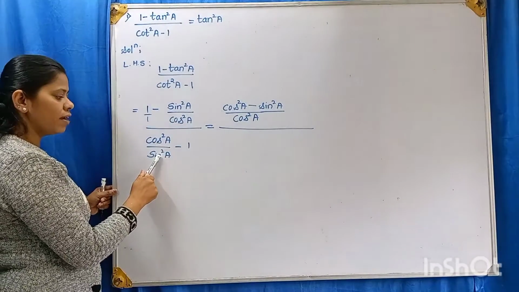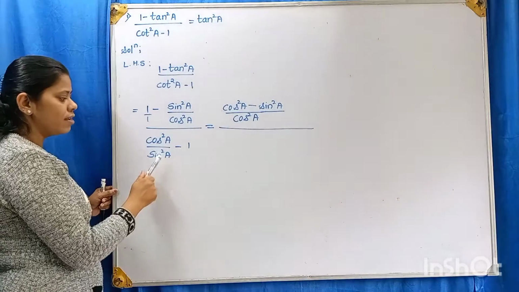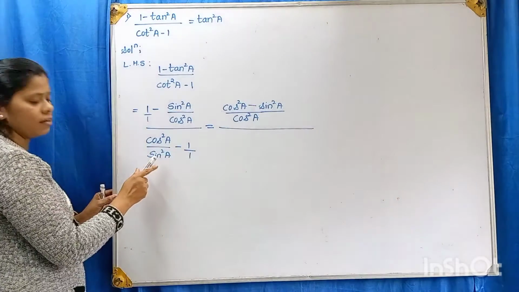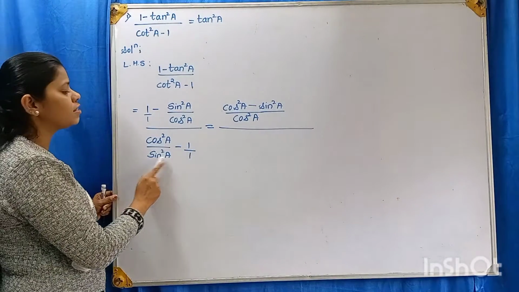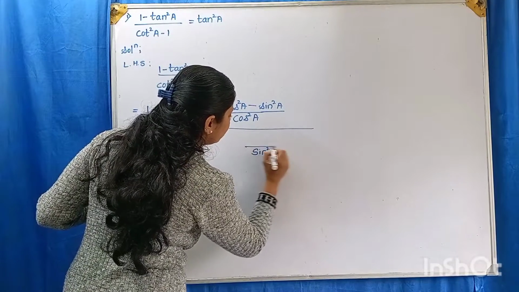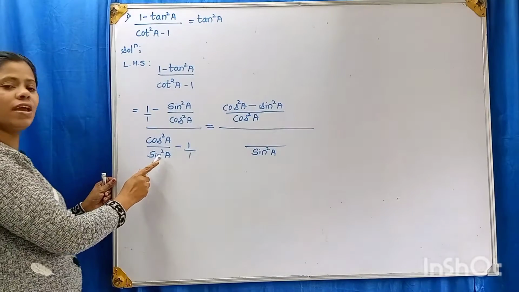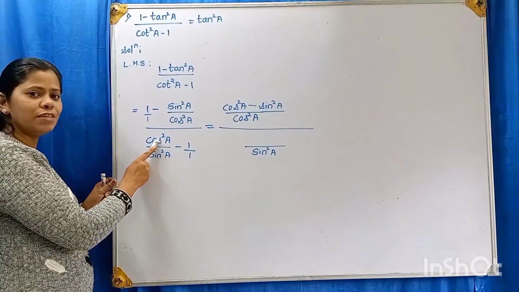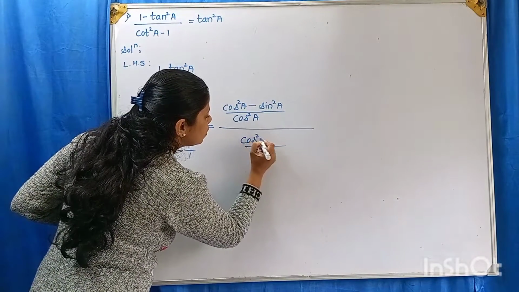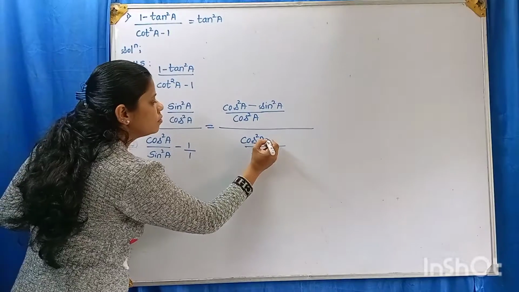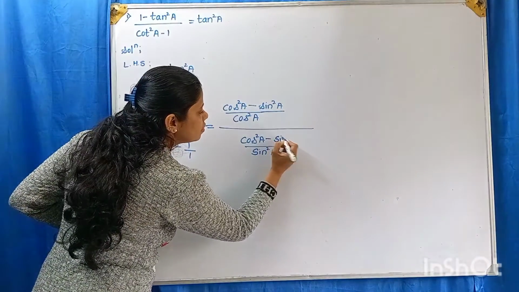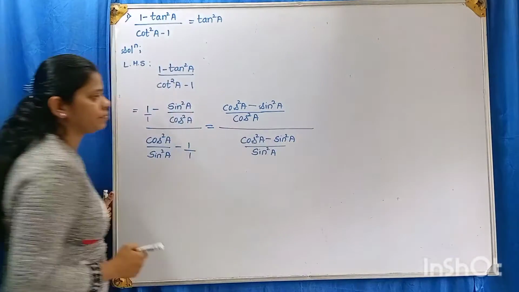cos²A divided by sin²A minus 1. Let's take the LCM of this. Nothing is in the denominator, so I will write it as 1. What is the LCM here? Sin²A is the LCM. Since sin²A is the LCM, here we will multiply it by 1. Therefore, it will become cos²A. Cos²A minus 1 into sin²A. That is, it will become sin²A.